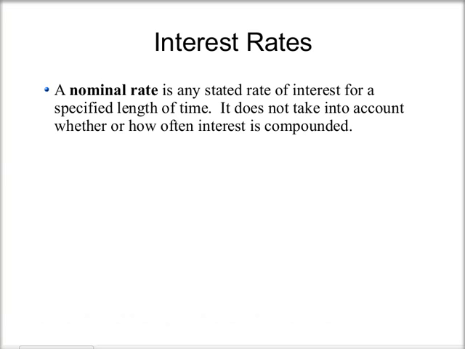Let's talk a little bit about interest rates. A nominal rate is any stated rate of interest for a specified length of time, and it does not take into account whether or how often interest is compounded. So in that chart on the last slide, all of those had an annual interest rate of 10%, but it didn't tell me anything about how often interest was compounded.